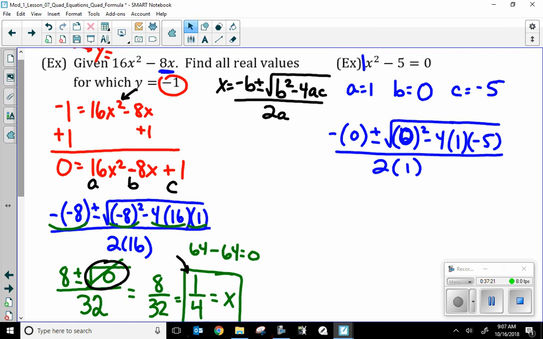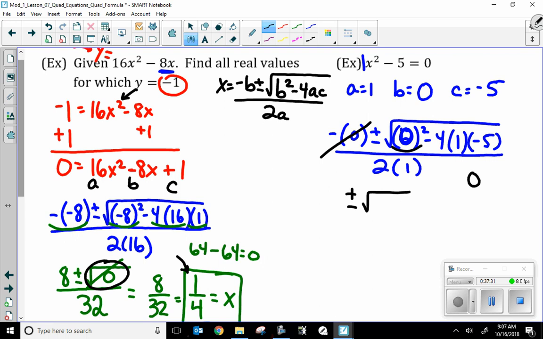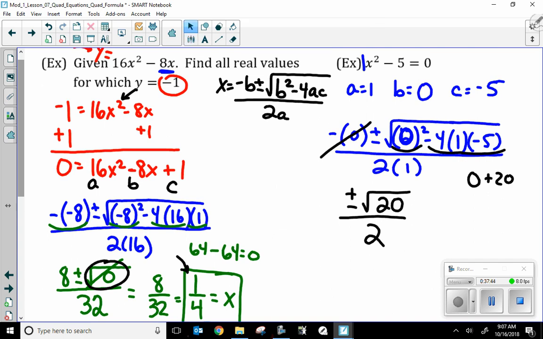All right, so let's simplify. Negative 0 is just 0. That goes away. Plus or minus the square root of 0 squared is 0. Negative 4 times 1 is negative 4. Negative 4 times negative 5 is positive 20. I have 20 in here, all over 2. Oh, nice, we're done. No, we are not.